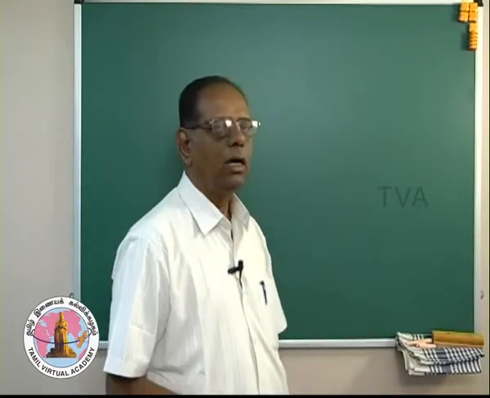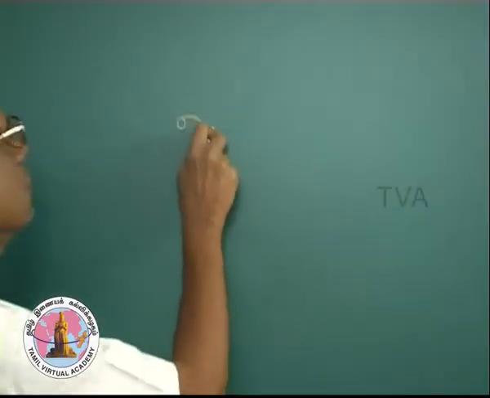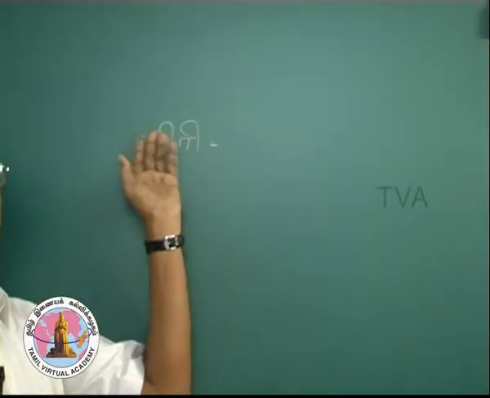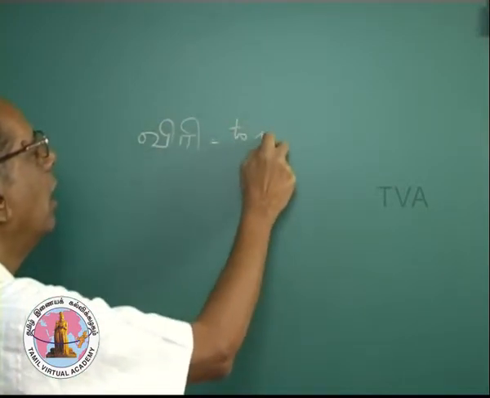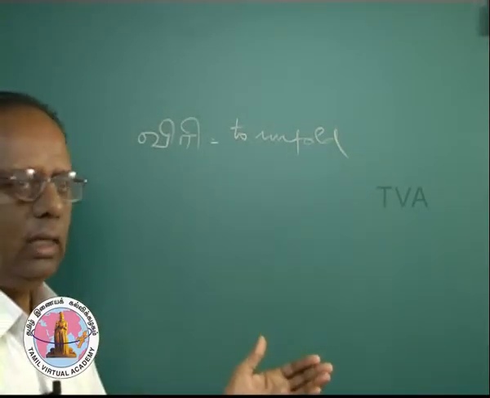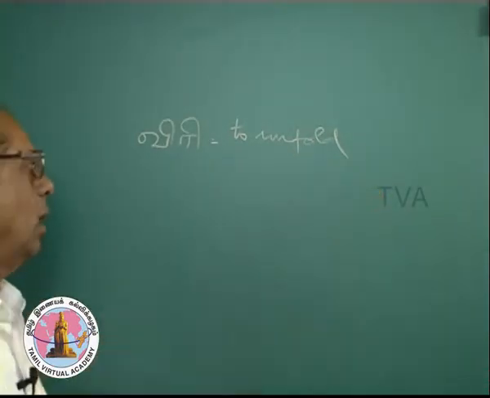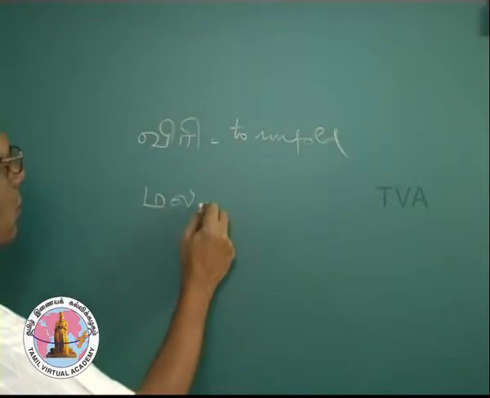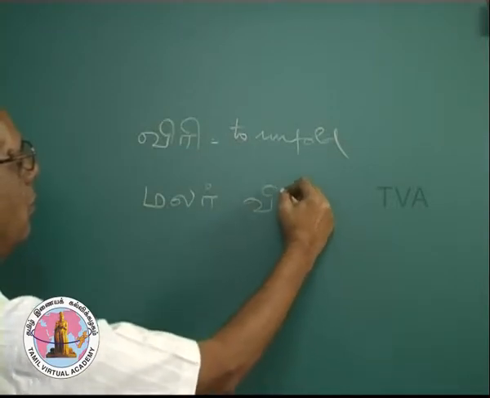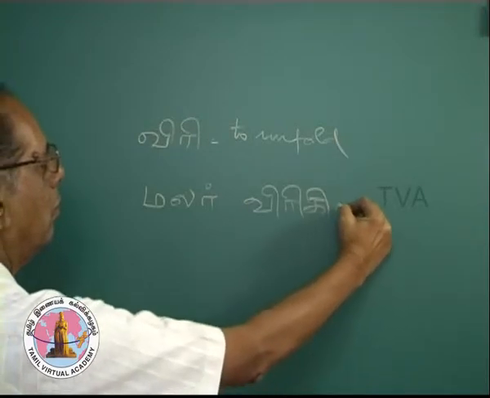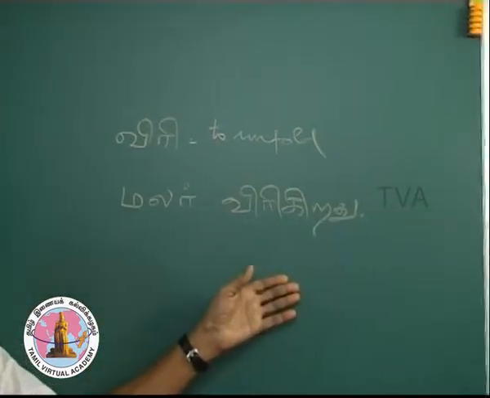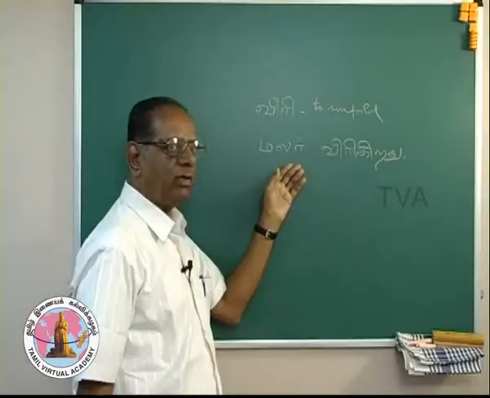Let us have one verb. To unfold. Malar virigiradu. Malar, flower. What is the other word for malar?